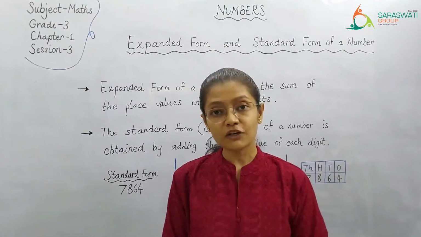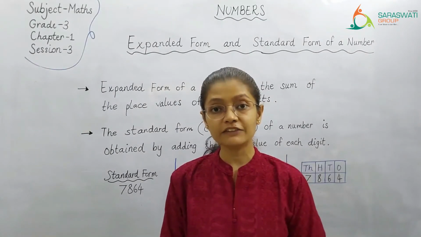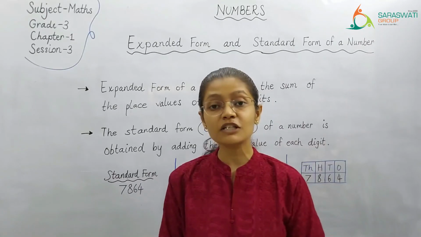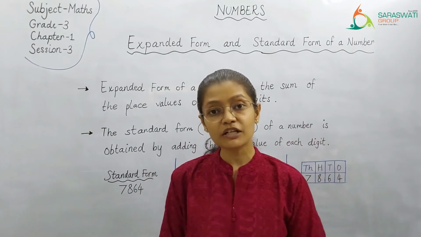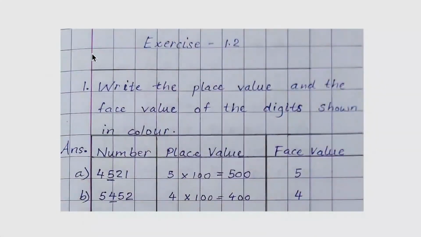Now students, as your homework, you are going to solve exercise 1.2 in your classwork Checkline book. And please copy the main question as well. Now students, let us see how you will solve exercise 1.2 in your Checkline CW book. So first copy the question. First one: write the place value and the face value of the digits shown in color.